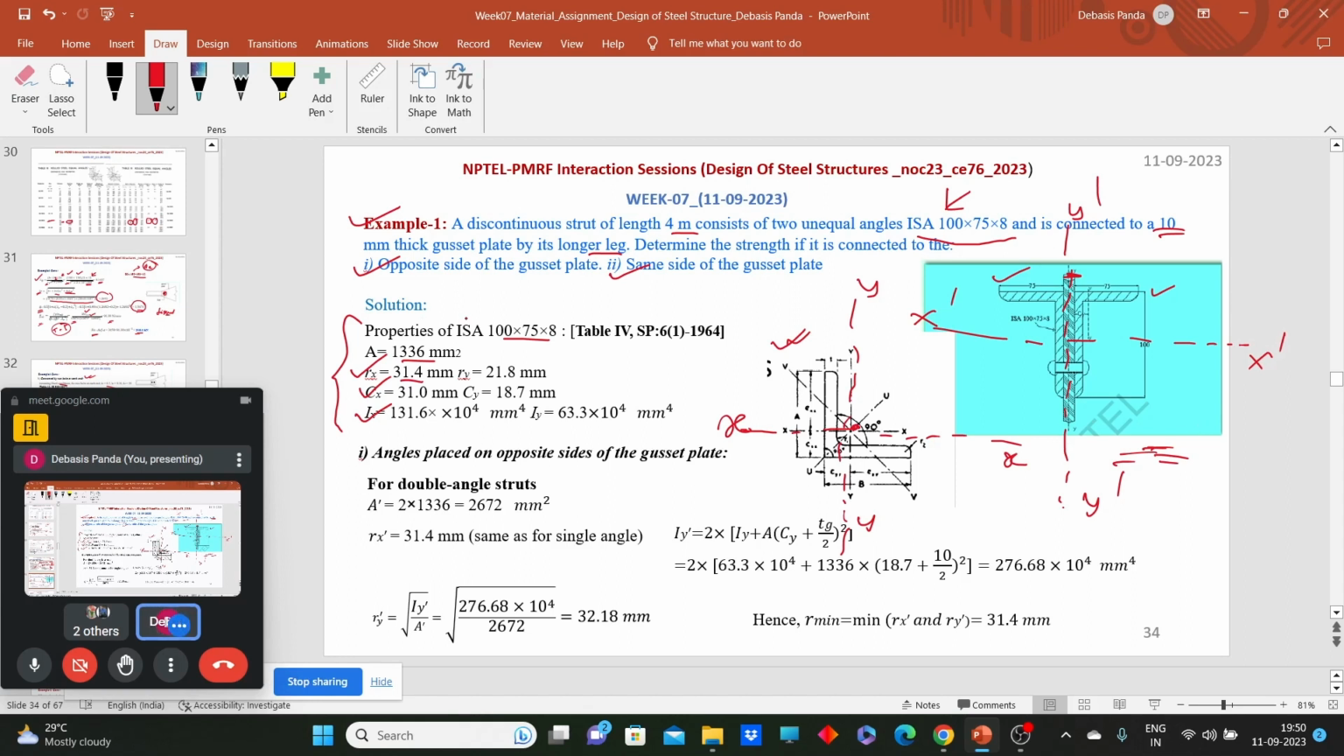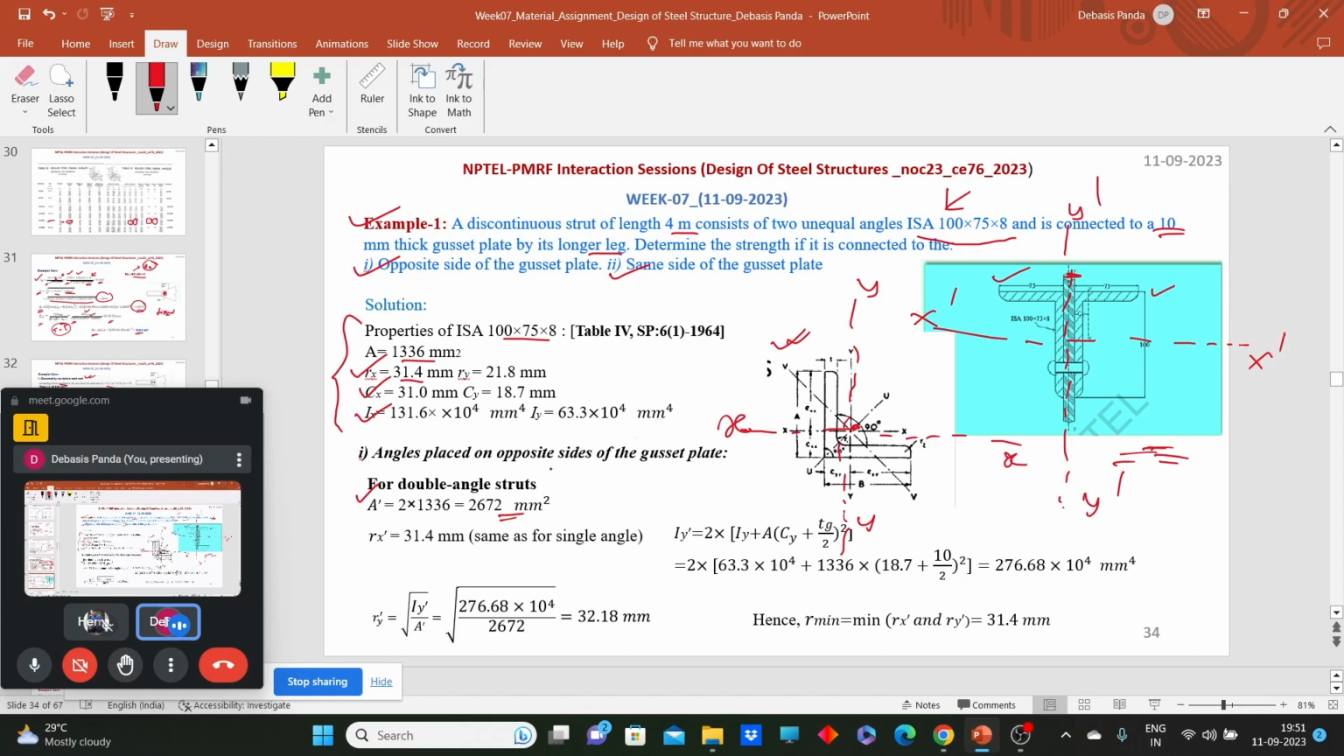So what should be the area? We simply have two angle sections, so just multiply by 2. The area of this overall arrangement is 2672 square millimetres. I'm not considering the area of the gusset plate, because for calculating the strength, the area and strength of the gusset plate, packing plate and filler plate are not considered generally.